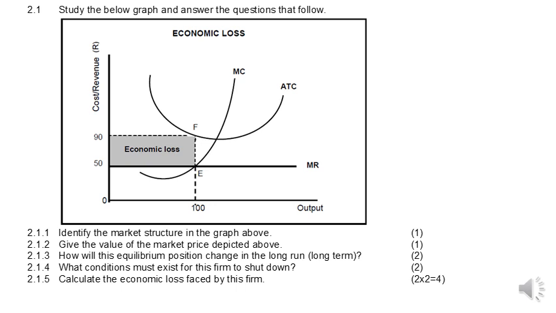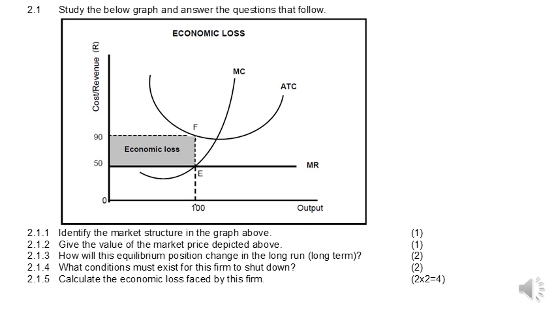2.1.2, the value of the market price. Remember, the market price is the revenue that the business is receiving. So for your market price, you look at what level the revenue curve is on. That is at a price of 50 Rand. So all you have to do is answer 2.1.2, 50 Rand. Please make sure that you always include the units. Have a look at the graph and see which unit you must use, which currency.